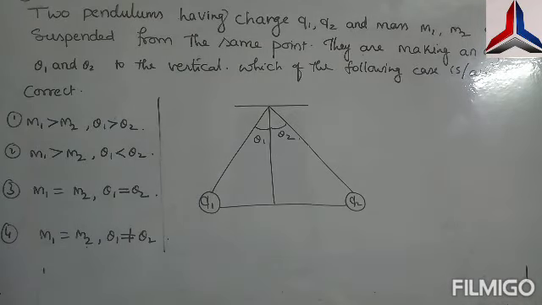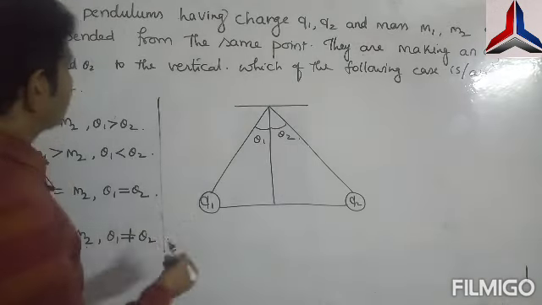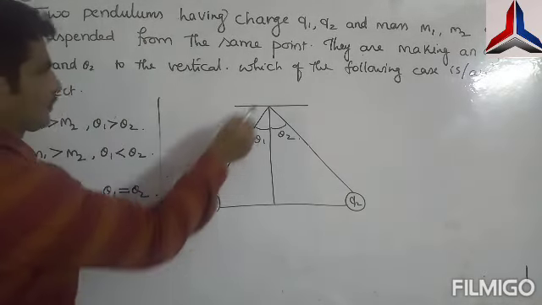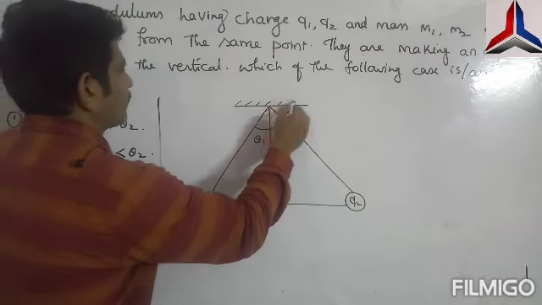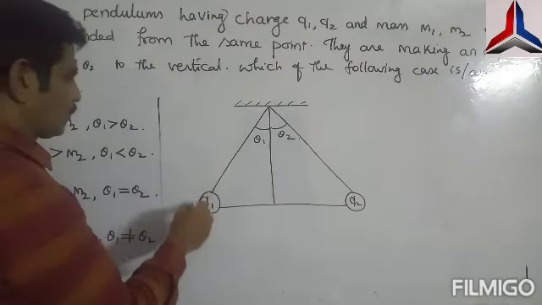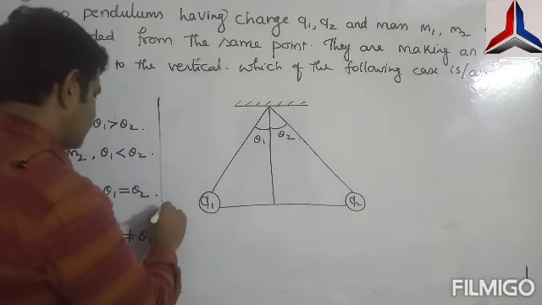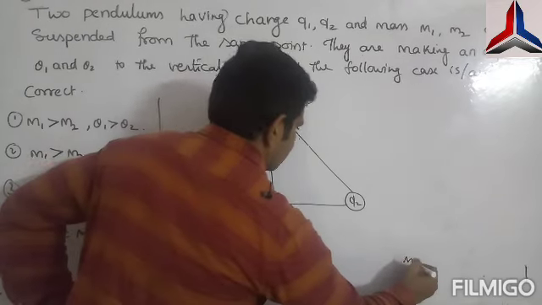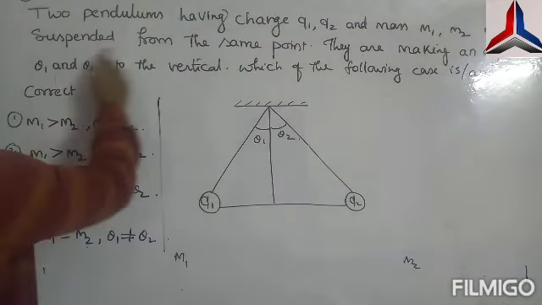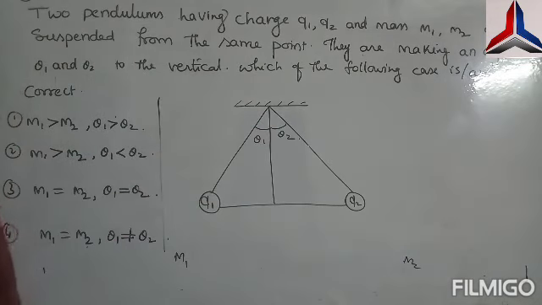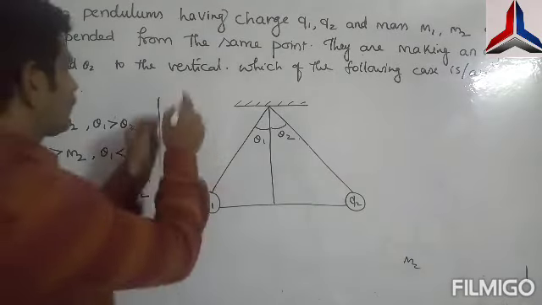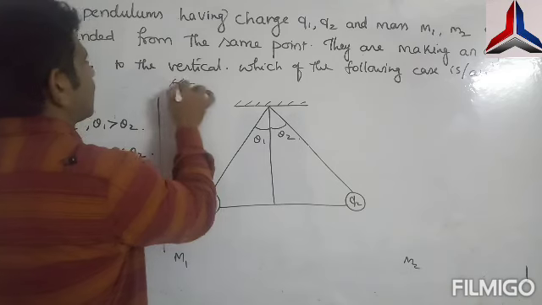Some cases are given. Before going to the cases, first we want to take the diagram for the given question. Two pendulums having the charges Q1 and Q2, masses M1, M2. Look at here, this is mass M1, this is mass M2, suspended from the same point. They are making an angle θ1 and θ2. First question, why are they making an angle θ? Why are the pendulums not suspended like this?